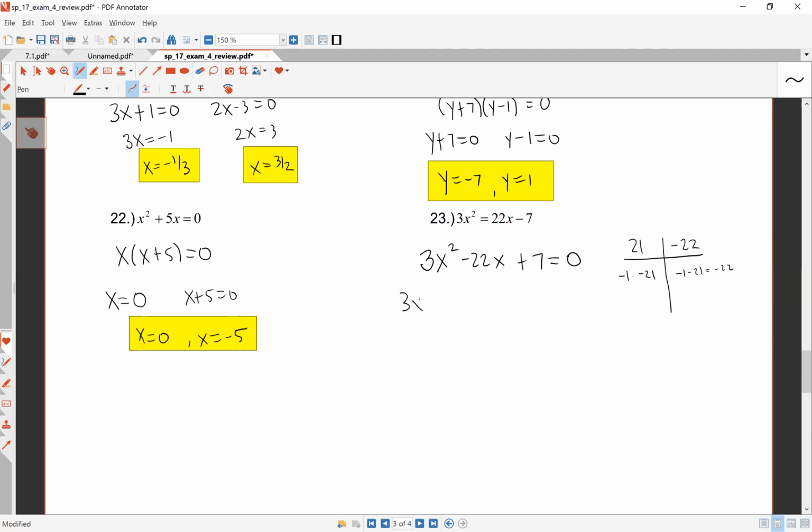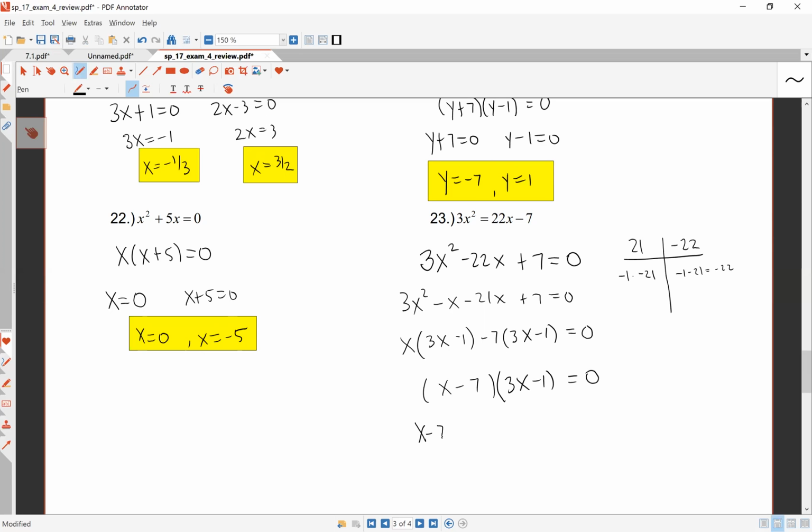Okay, so we replace the negative 22x with negative x minus 21x. So we factor out an x from the first pair, leaves us with 3x minus 1. We factor out a negative 7 from the second pair, which leaves us with 3x minus 1. Now the common factor of 3x minus 1 can be brought out to the right-hand side, which leaves us with x minus 7.